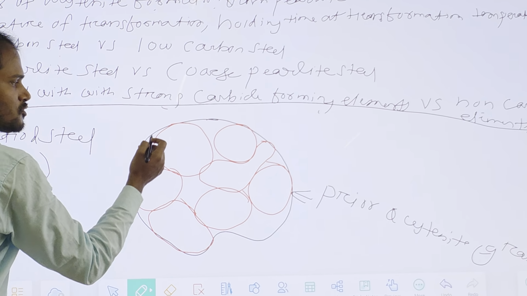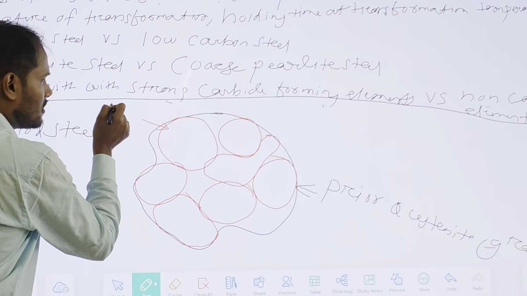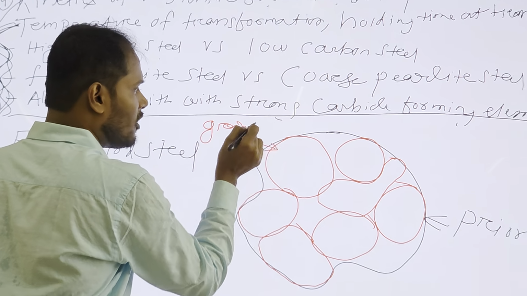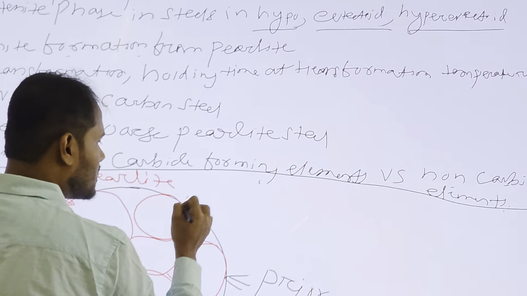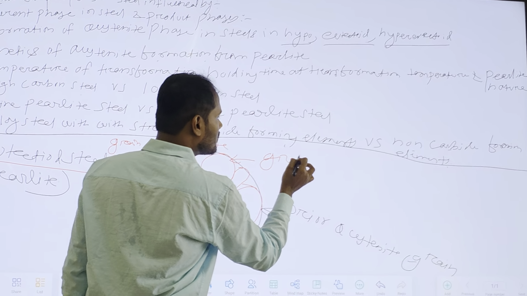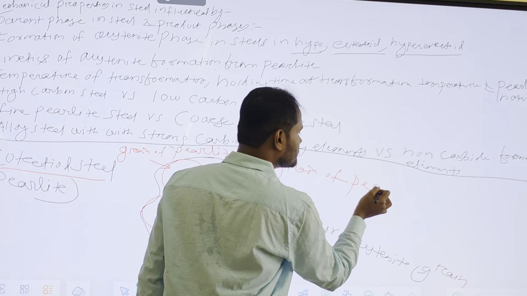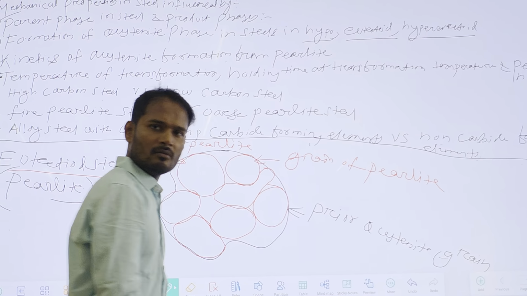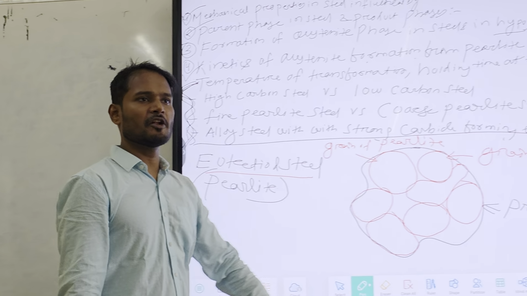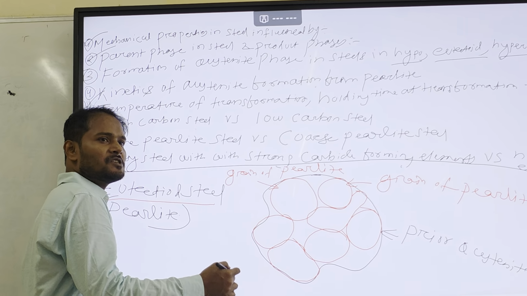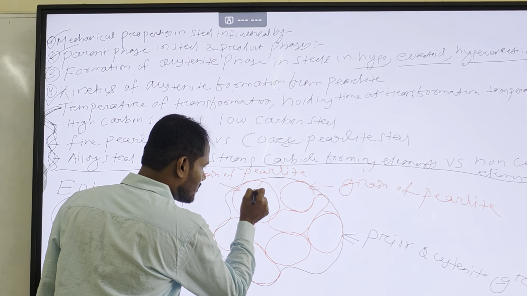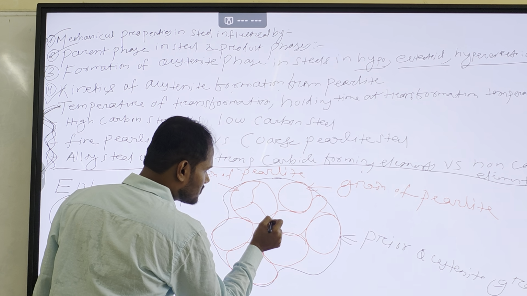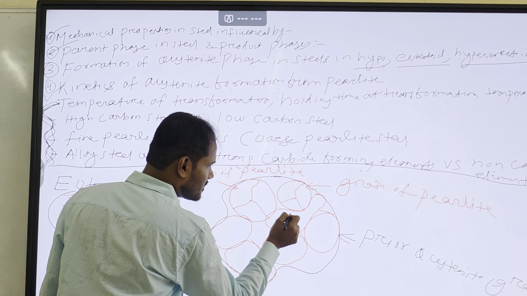Okay? So you can consider this is grain of pearlite. Why? Because I have chosen which steel, eutectoid steel, right? So these are actually grains of pearlite. All these red phases are grains of pearlite. But what is pearlite colony now? Colony means, so colony basically means like this.